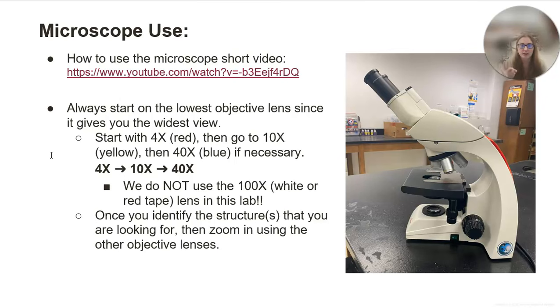As I was saying before, when we're using the microscopes in the lab, we're only ever going to use 3 objective lenses. We're going to use the 4 times, the 10 times, or the 40 times. There is a general method, though, that we want to use these in.